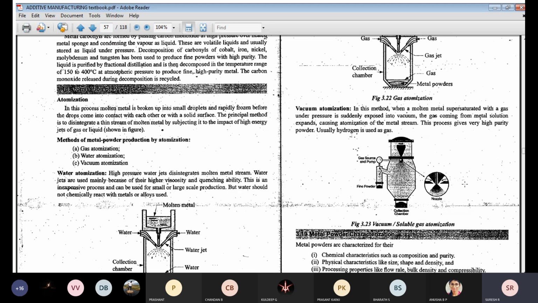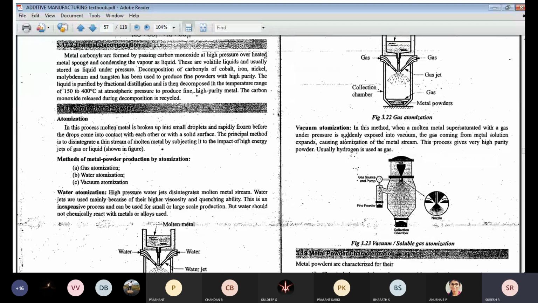So if you want to get fine powders, it is better to go for vacuum atomization. But the cost in this case is quite high compared to the previous processes. So these are all about the atomization processes and the principle of obtaining metal powders by different mechanical and chemical means.